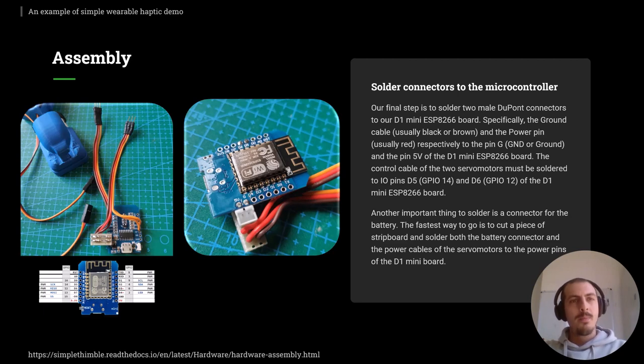ESP8266 board. Another important thing to solder is a connector for the battery. The fastest way to go is to cut a piece of strip board and solder both the battery connector and the power cable to the servo motors to the power pins of the D1 mini board.